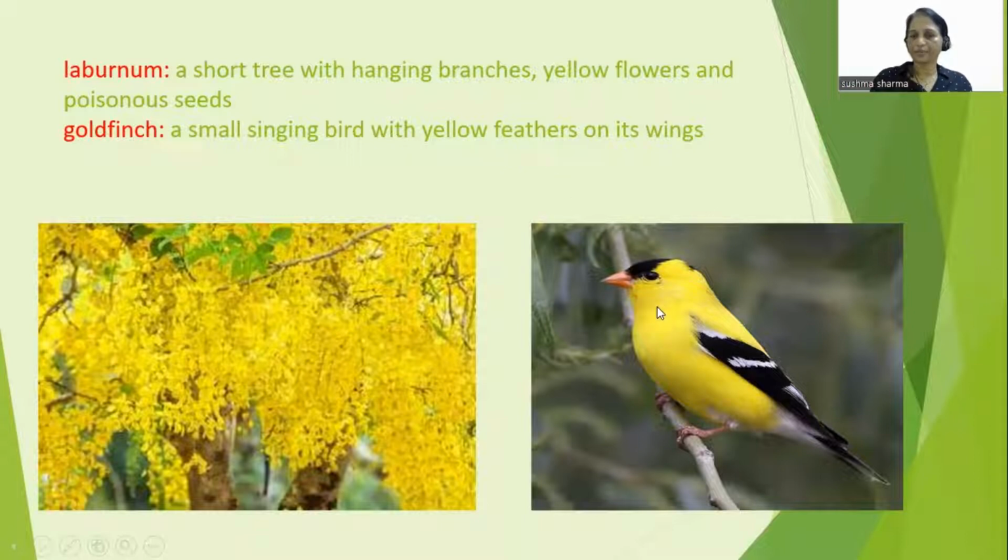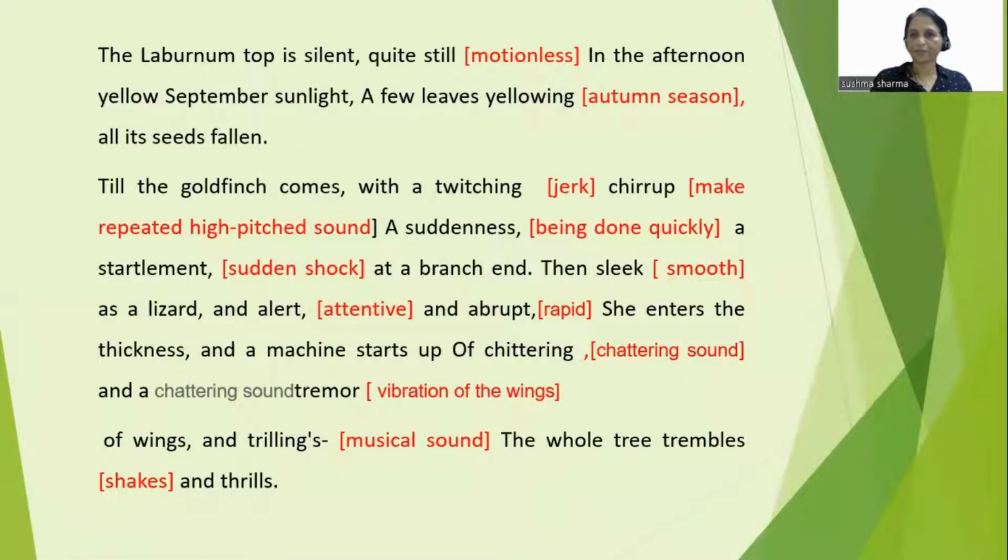Now you can see the picture of the goldfinch. Its body is completely yellow, and so when it enters into the tree of laburnum, it hides itself because it has the same color. So now let's start the explanation of the poem. I'm giving you English explanation of the poem line to line. First of all, I would like to tell you that I have mentioned the difficult words meaning in bracket.